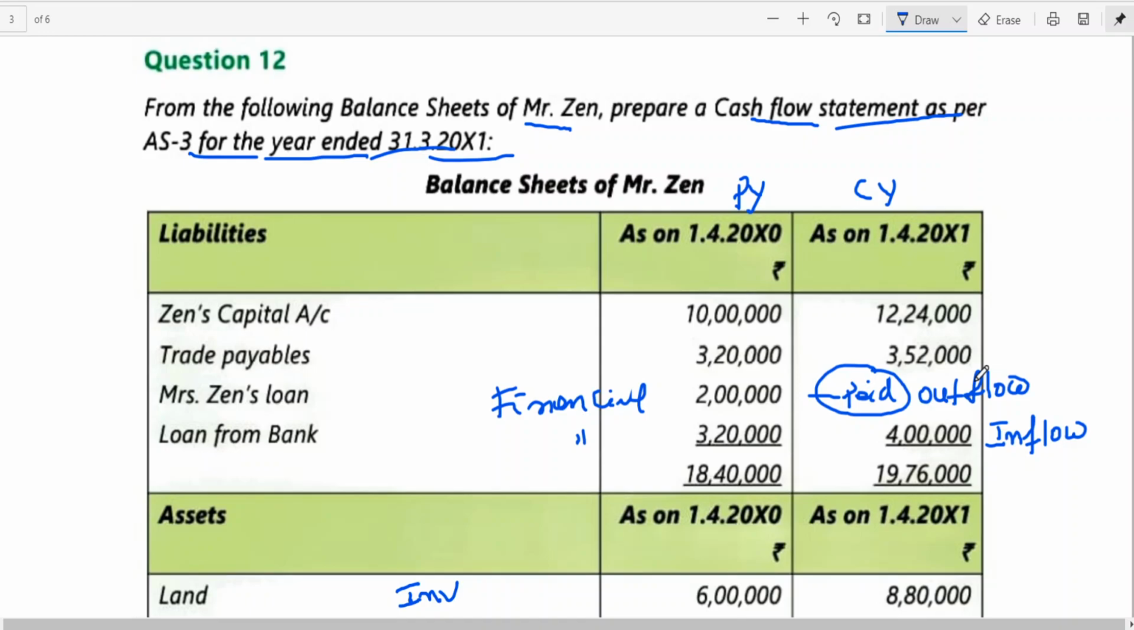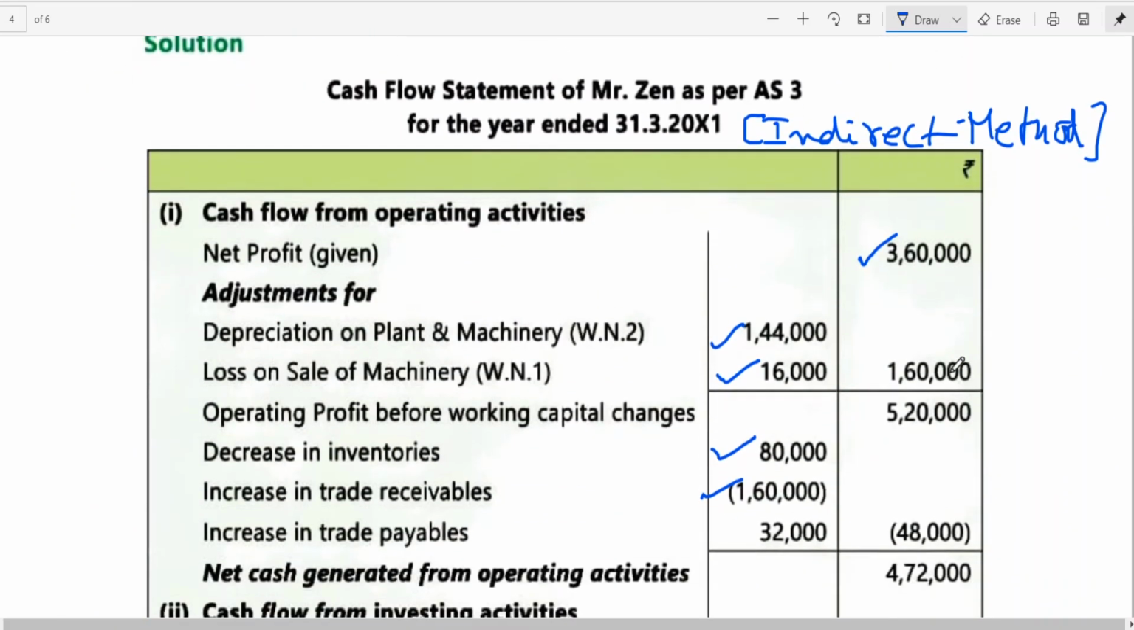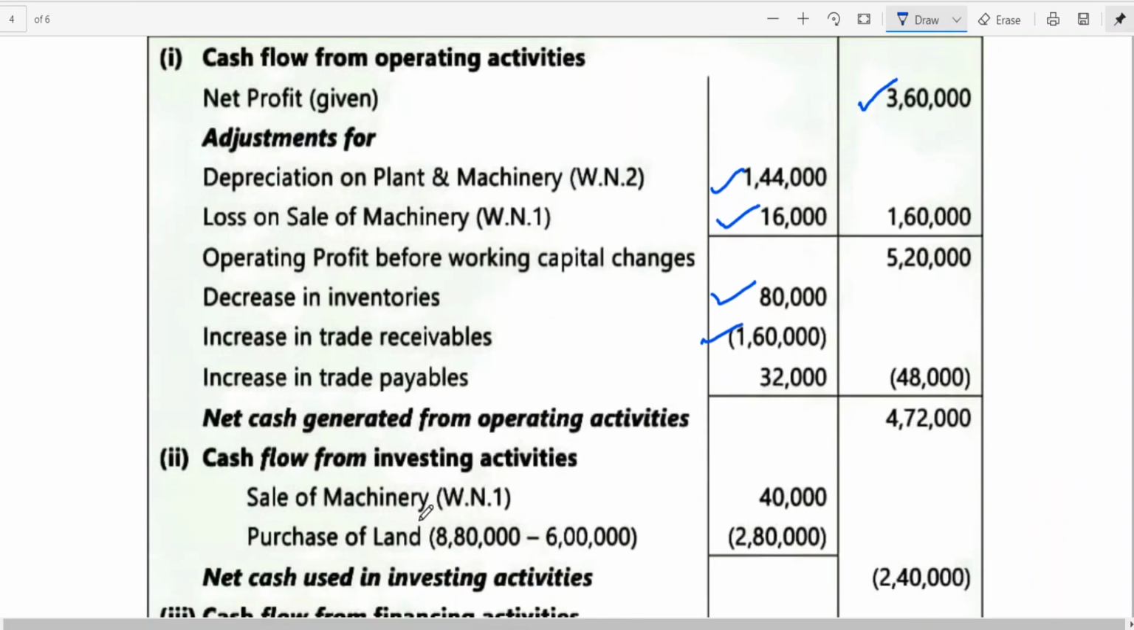See, I have to pay 10 rupees. I am paying 2 rupees. 8 rupees I am saving now. Is it not inflow? If I pay 10 rupees, it is outflow. Out of 10 rupees, I am paying 2 rupees. The liability is increased by 8 rupees. That amount I am able to save. It is inflow. Okay, 3,20,000 minus 3,52,000 is coming to 32,000. Okay, that is what has been done. Now you are getting net cash generated from operating activities.